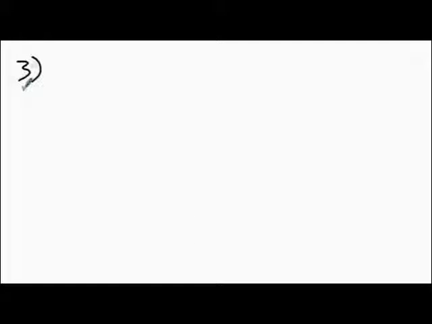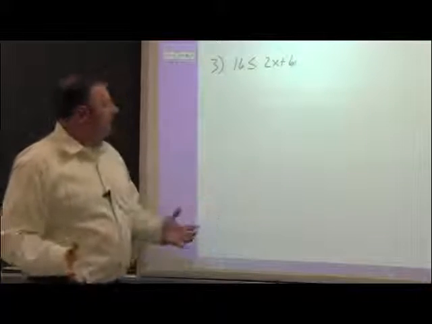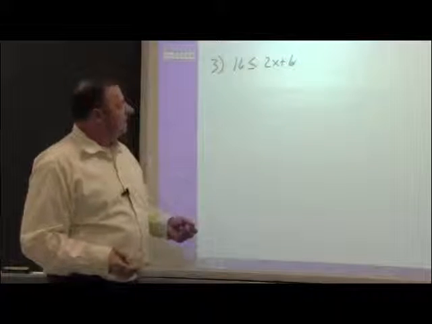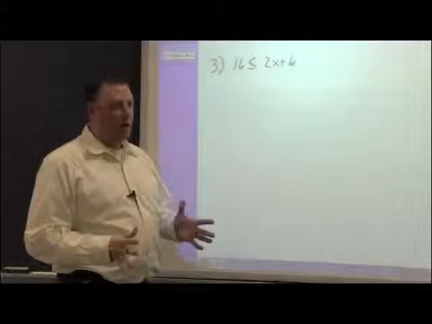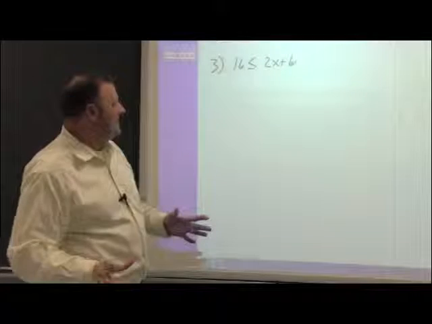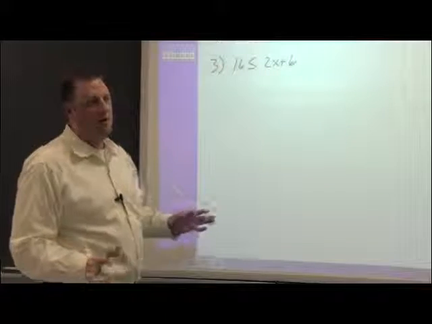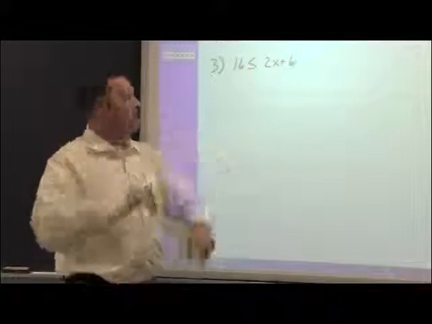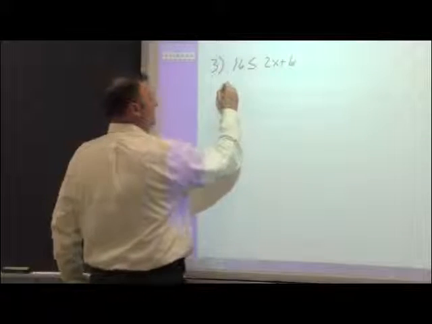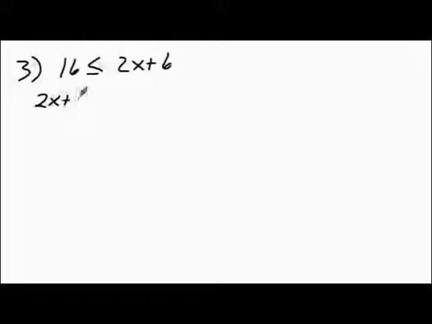Okay, the last one. 16 less than or equal to the quantity 2x plus 6. What do you notice? You have the variable on the right side, which we don't want. We want the variable to be on the left side. So here's a situation where we might switch the inequality because I'm going to switch sides. I'm going to flop sides. What does that mean? I'm going to put the 2x plus 6 over here, and I'm going to put the 16 on the other side.